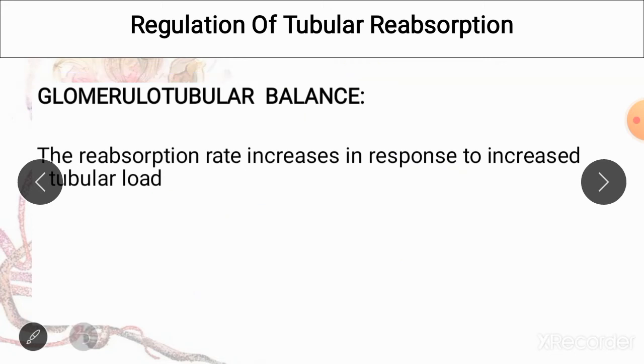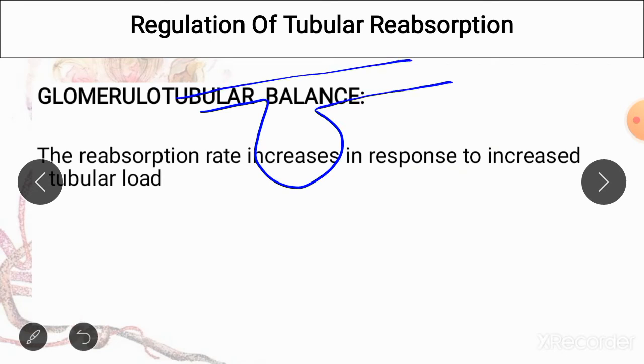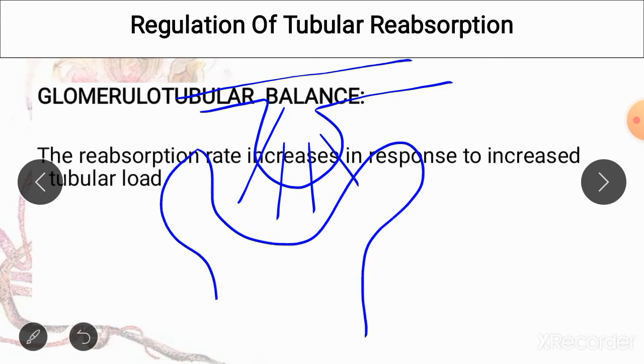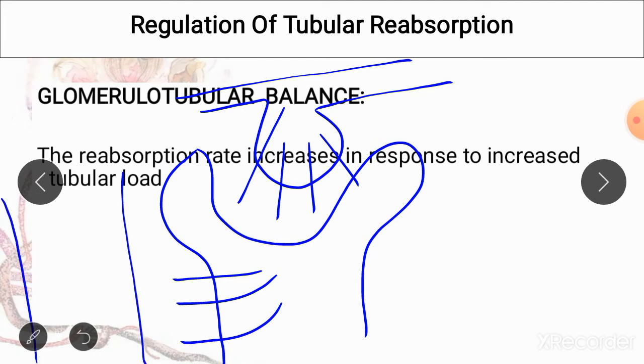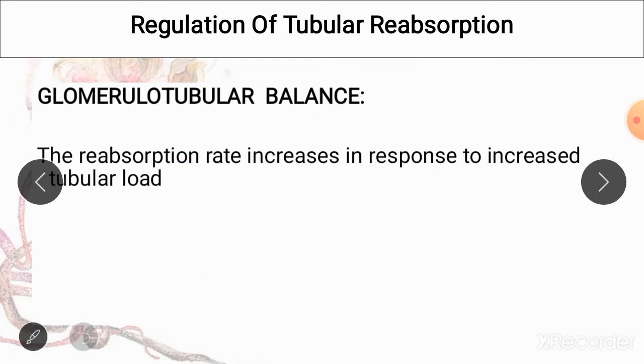The reabsorption rate increases in response to increased tubular load. Whenever there is increased filtration of fluid from the glomerulus into the Bowman's capsule, the rate of reabsorption from the nephron into the peritubular capillaries is also going to increase. This is known as glomerulotubular balance. So whenever filtration increases, there is going to be increased reabsorption of substances. Now how this takes place, we are going to study this in detail.